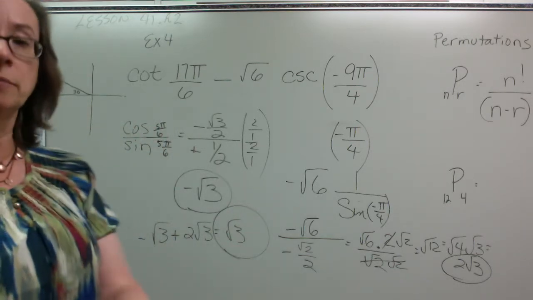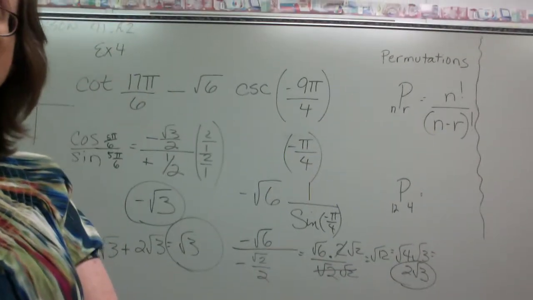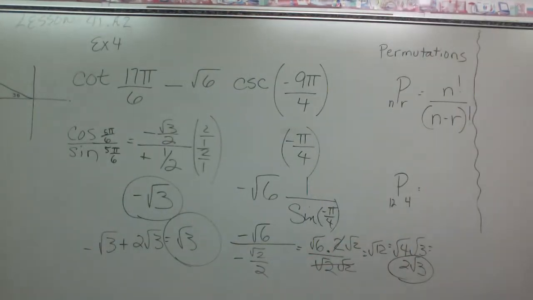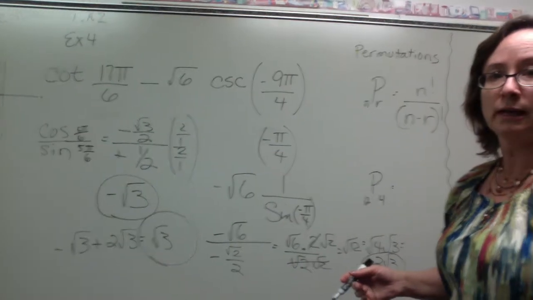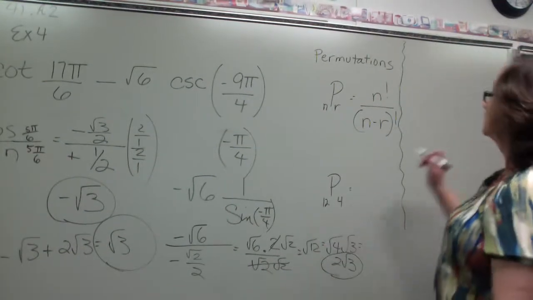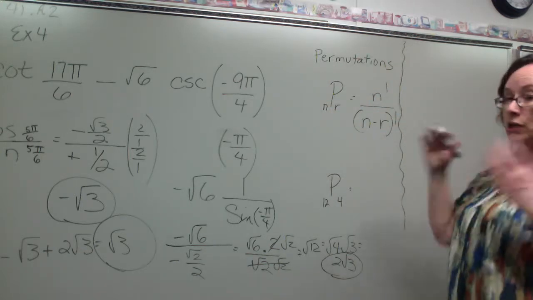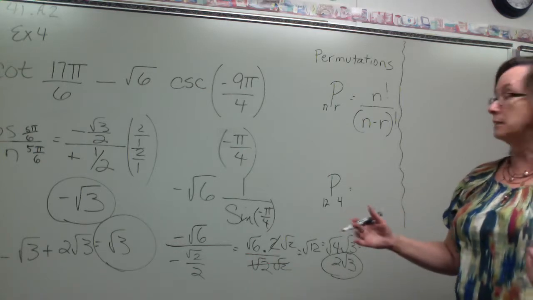Okay, so now we're going to move over here to permutations, and permutations are very important because they're talking about the number of ways that something can happen. When we're talking about permutations, we're talking about order mattering. Order does matter in permutations. So this is our formula for permutation. It's talking about how many ways we can do something when order does matter.